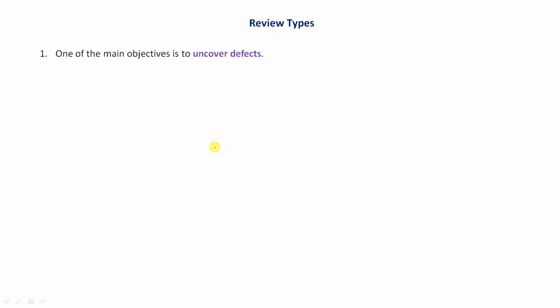Review types. One of the main objectives is to uncover defects. So what is uncover defects? It means finding the potential defects. Finding the potential defects is called uncover defects. This word is a bit awkward, so there may be confusion with this word. So the main objective of this review type is uncover.